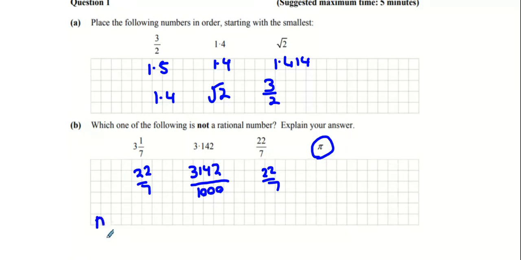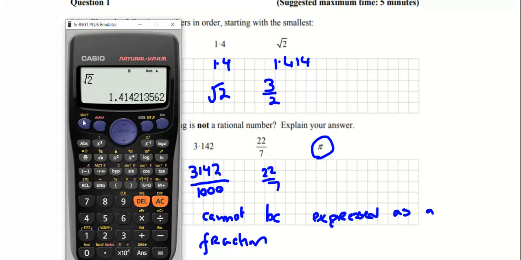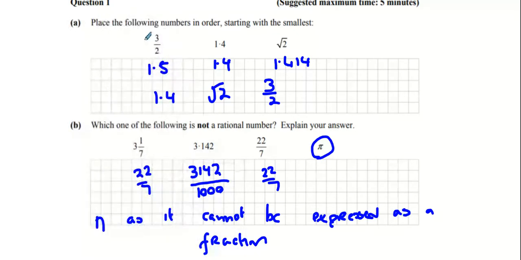Okay, pi, as it cannot be expressed as a fraction. Okay, so you put pi in your calculator, shift pi, you see it doesn't change into a fraction. It's a decimal that never ends. Okay, and there's no pattern in the decimal.